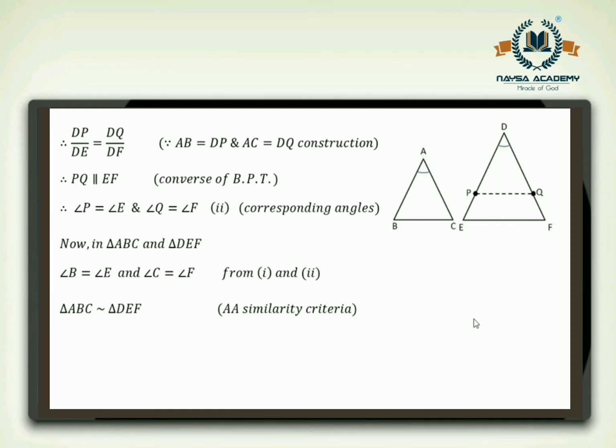As I have already proved this AA criteria, in this theorem I can use this AA similarity criteria. So by using AA similarity criteria, triangle ABC and triangle DEF are proved to be similar.